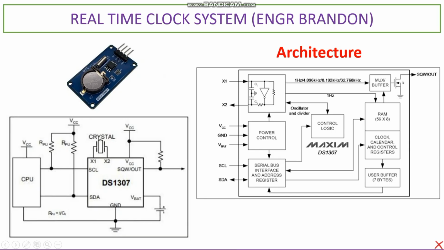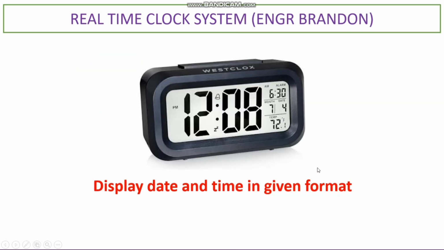We also use a 32.768 kHz crystal connected to the DS1307. This crystal provides the precise timing reference required by the RTC. A 3-volt backup battery is connected to the VBAT pin of the DS1307. This ensures that the clock continues counting even when the main power supply is disconnected. Finally, a 16x2 LCD is used to display the current time in a user-friendly format.